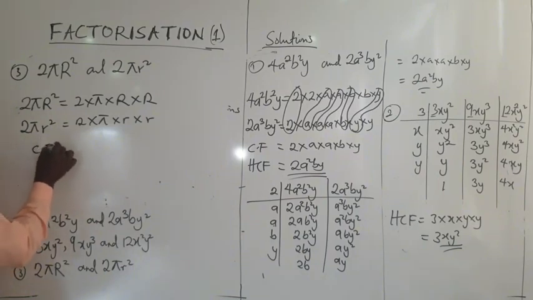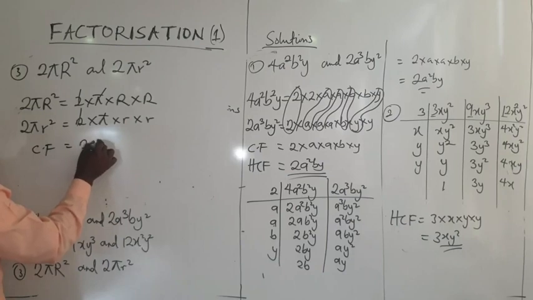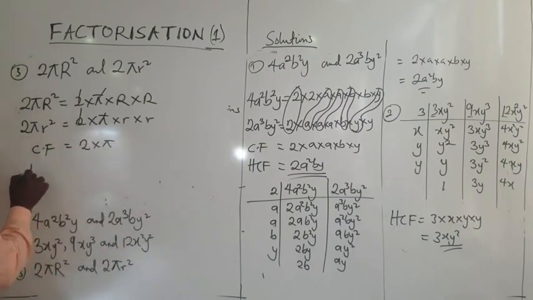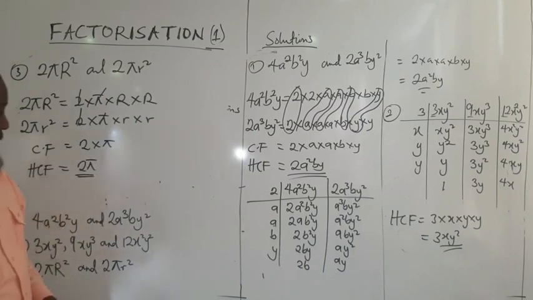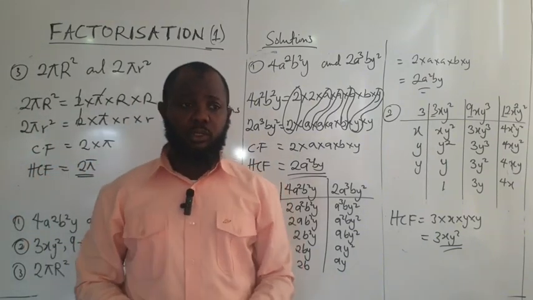So common factors are 2, right? And then pi. Any other one? No. So that means ACF here will then be equal to 2 pi. I hope this is very clear. So that is that on ACF of algebraic terms.